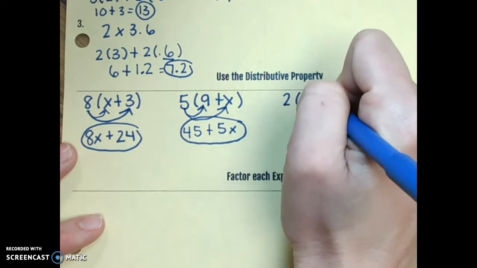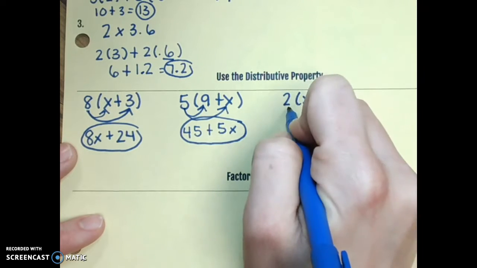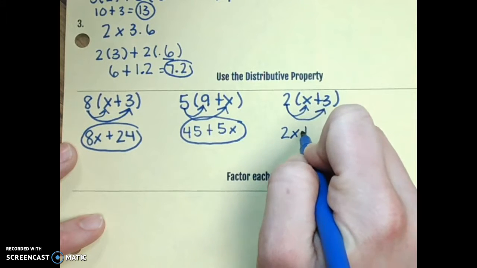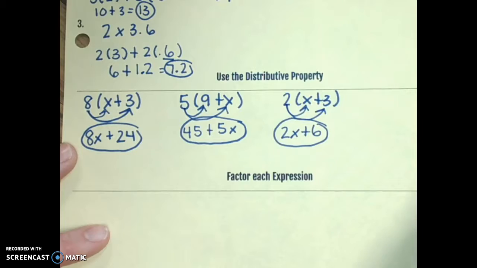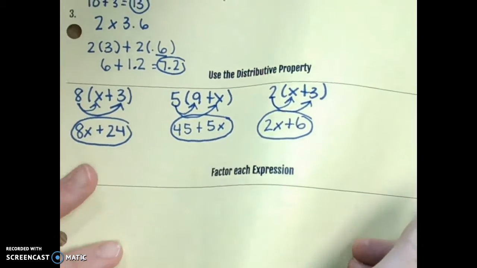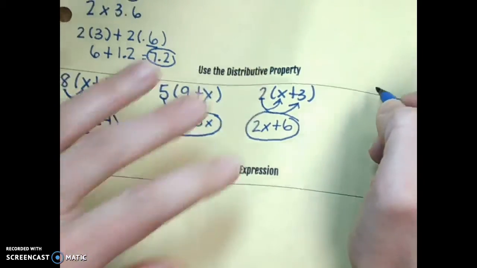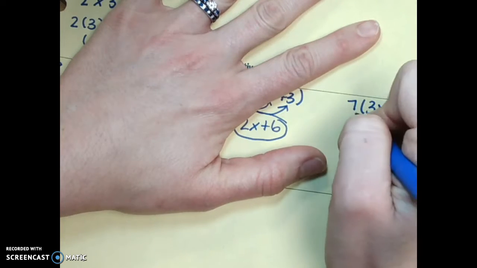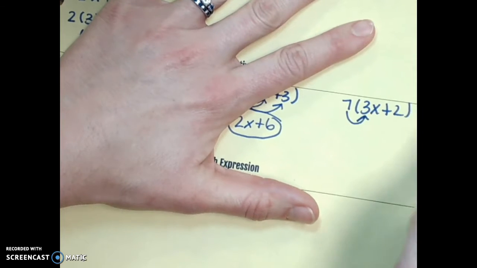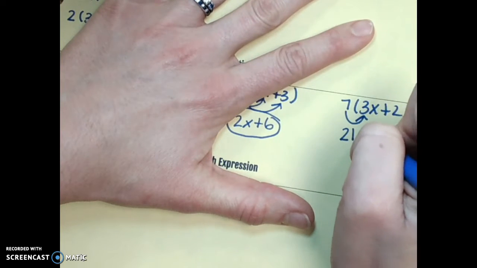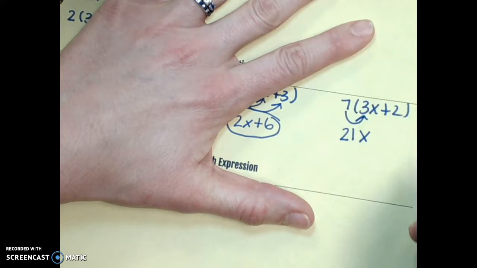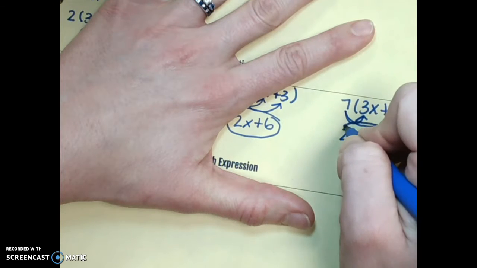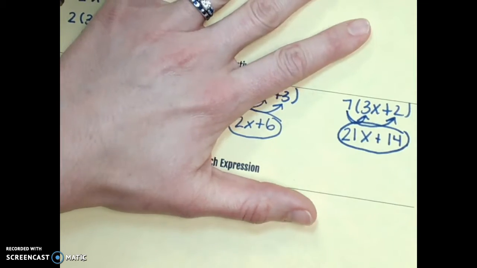Next, 2, and then x plus 3. 2 times x is 2x. 2 times 3 is 6. So that's your answer. And our last problem on this part, we have 7, and then 3x plus 2. So 7 times 3x is 21x, because 7 times 3 is 21, and you keep your x on. And then 7 times 2 is 14. And that's how you use the distributive property.